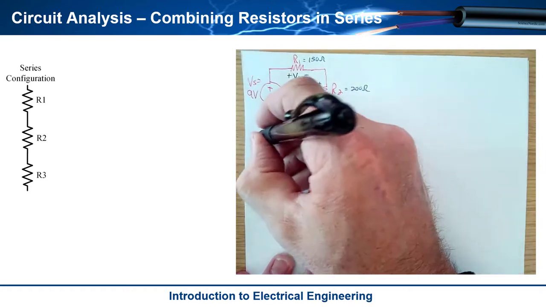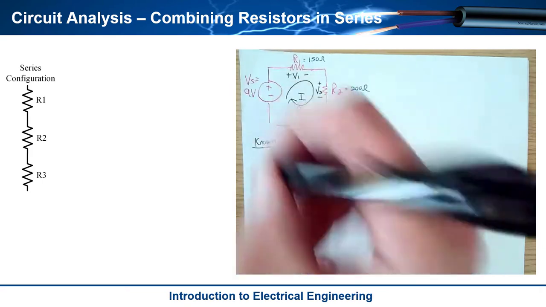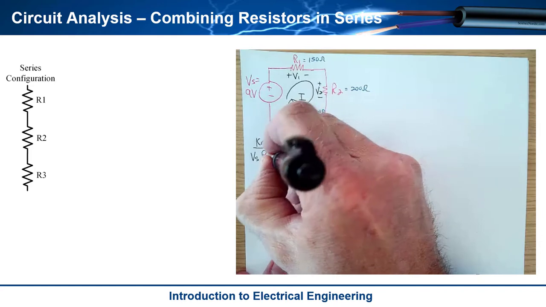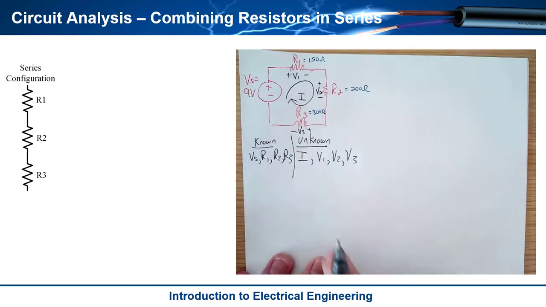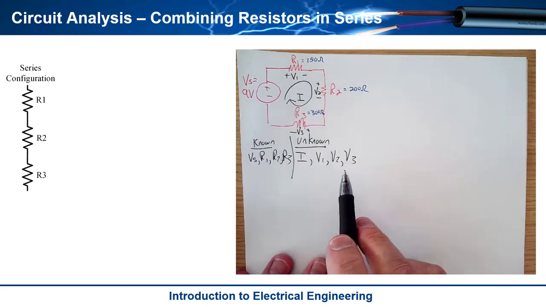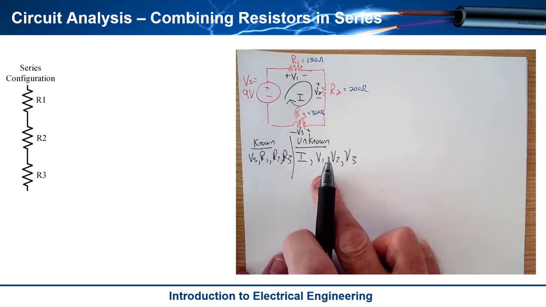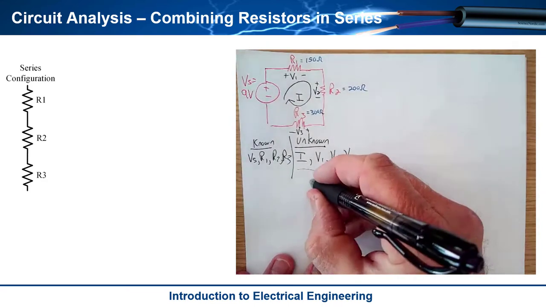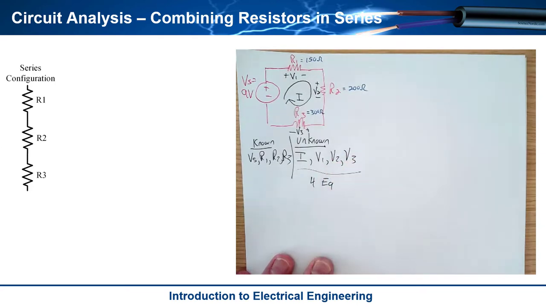What is known is that we know Vs, R1, R2, and R3. You look at this and think it's too much. We have 4 unknown variables, so I need to write 4 equations to solve for them. So this is 4 equations, which is a lot, right?